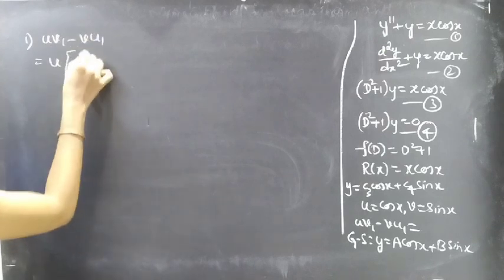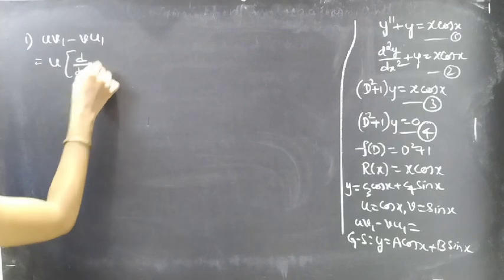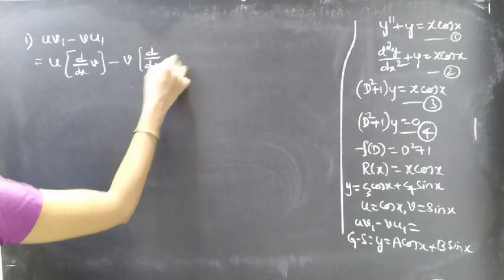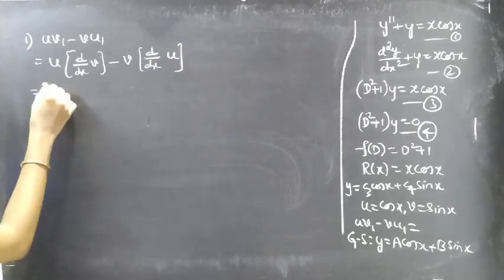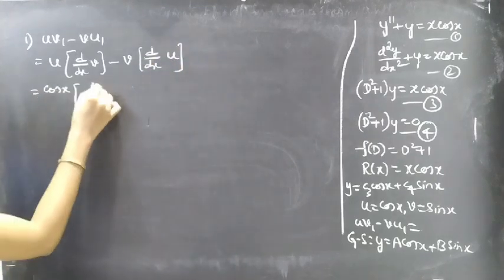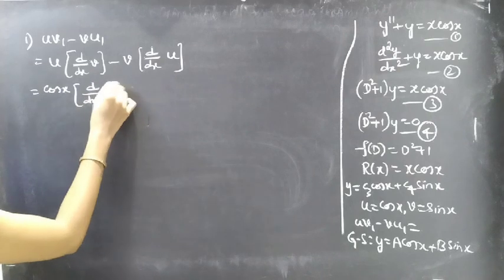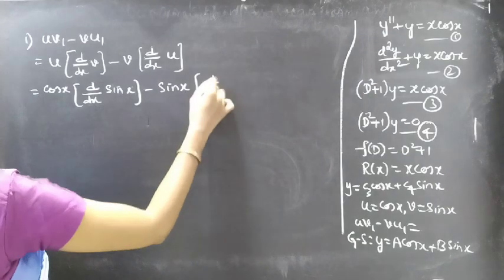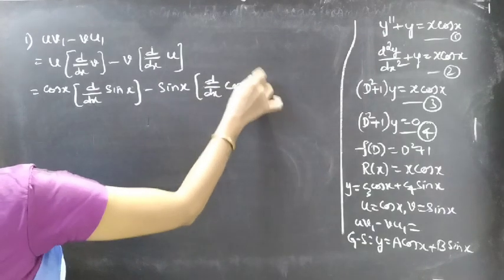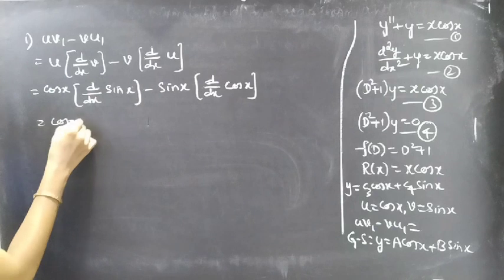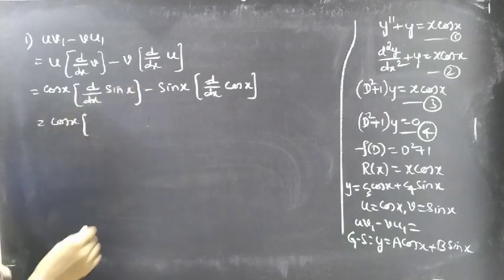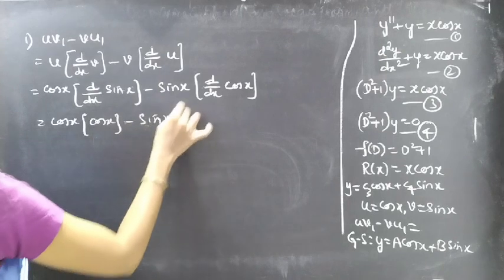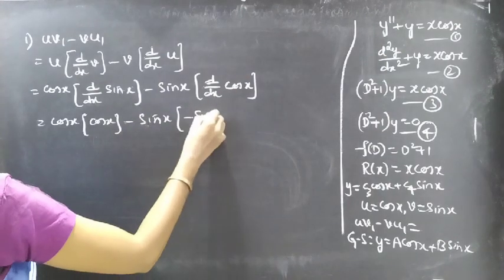Here u1 is nothing but the derivative of u with respect to x, and v1 is nothing but the derivative of v with respect to x. So uv1 minus vu1 equals u, which is cos x, into the derivative of v with respect to x, minus v into the derivative of u with respect to x. This gives us cos x into the derivative of sin x with respect to x, which is cos x, minus sin x into the derivative of cos x with respect to x, which is minus sin x.